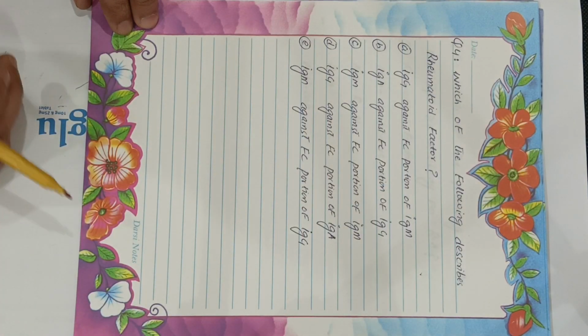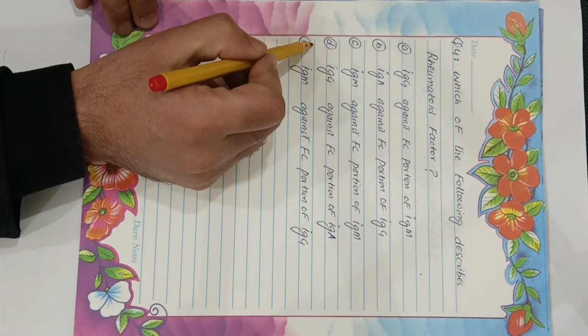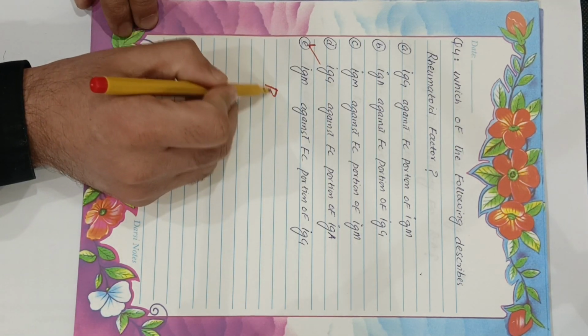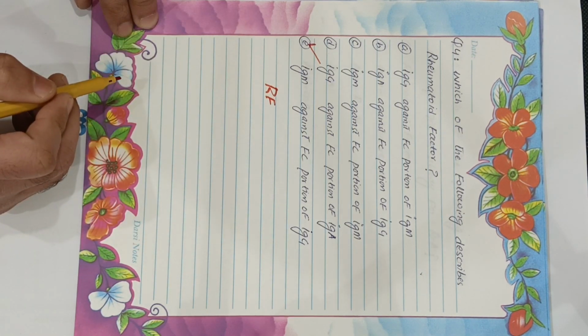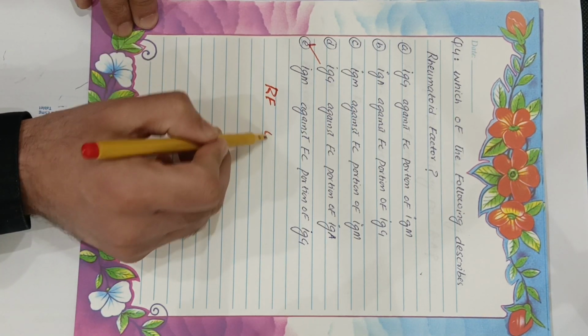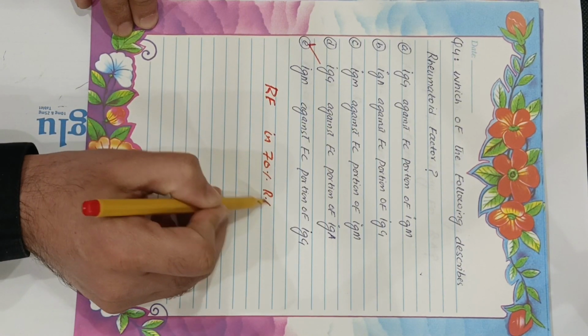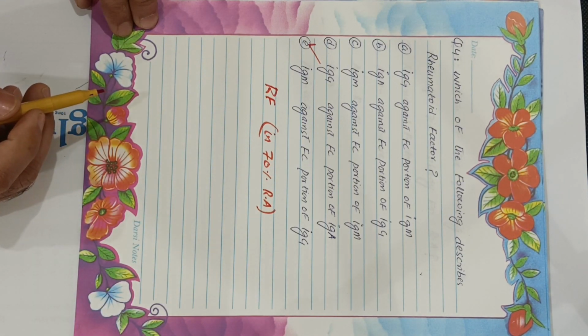Question number 4. Which of the following describe rheumatoid factor? Rheumatoid factor is actually IgM against the Fc portion of IgG. So option E is the correct answer. And we know that rheumatoid factor is neither a sensitive nor a specific test. It is positive in 70% of the cases of rheumatoid arthritis.